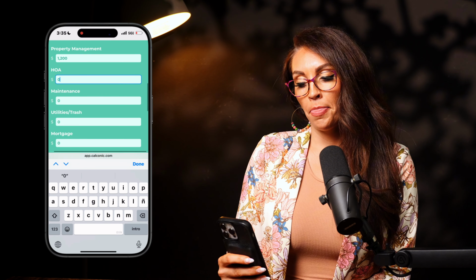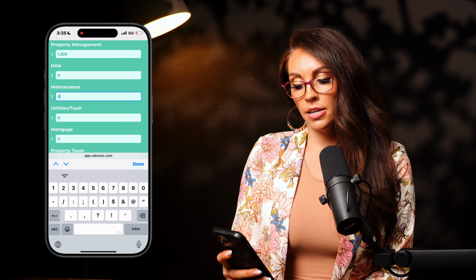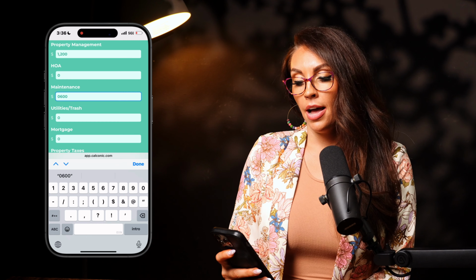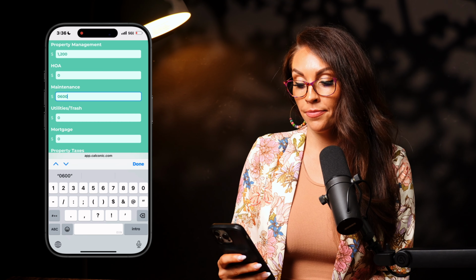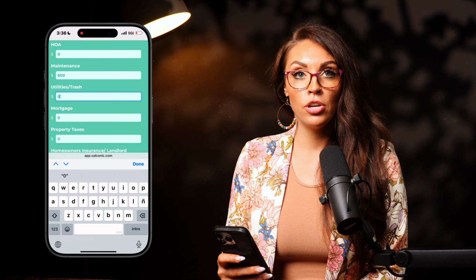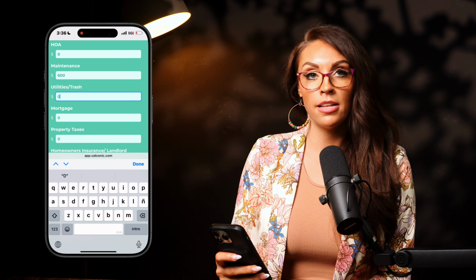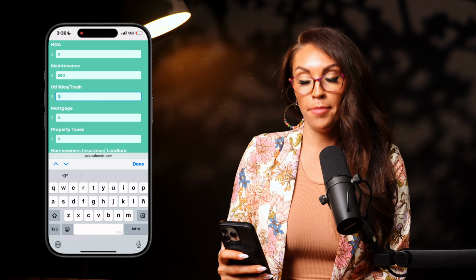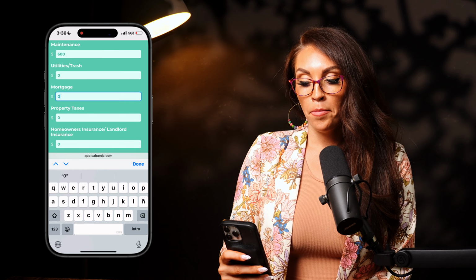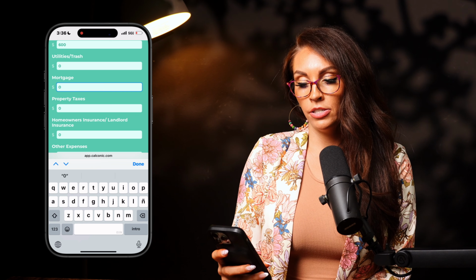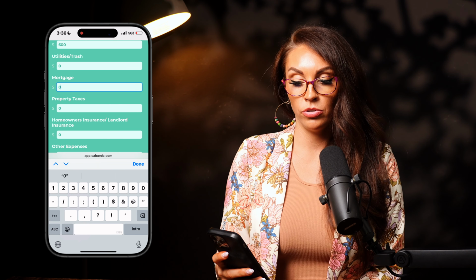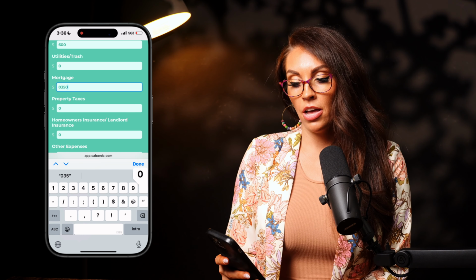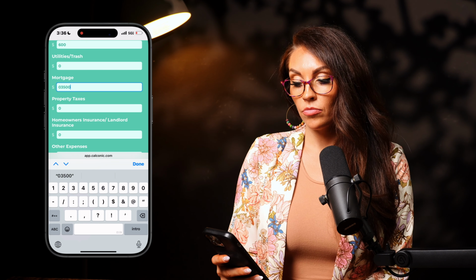Again, no HOA. For maintenance, I'm going to put about $50 a month or $600 for the year, since we already know it's in good condition. The utilities and trash, for us, the tenants are going to pay for that, so that's not something that we need to include here. But if that's something that you're going to be including in your lease, you can put that right here. Mortgage. So what is your annual mortgage amount? So let's say that it was $700 a month or $3,500 a year for the mortgage.